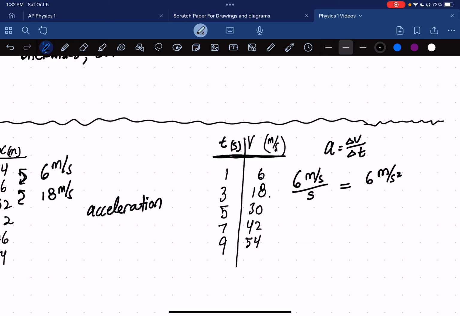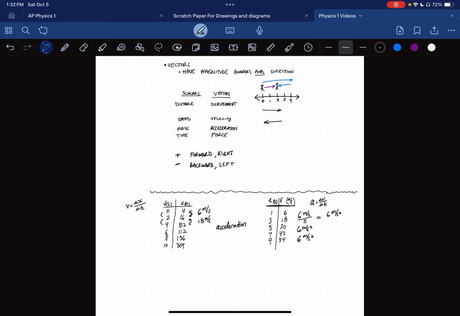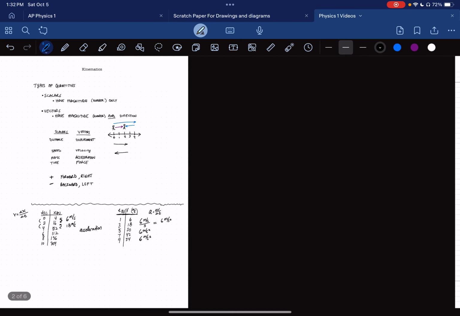30 minus 18 looks like 12 once again. 5 minus 3 is 2. So 12 over 2 is again 6. So this object has a constant acceleration of 6 meters per second squared. And so let's go to the next page.